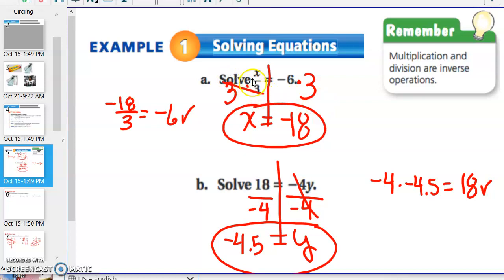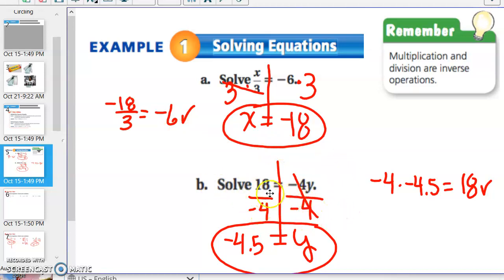Well, then that cancels because dividing by 3 and then multiplying by 3 undoes each other, and that leaves me with x. Well, -6 times 3 has different signs, so that would be -18, and then I can check. -18 divided by 3, yep, that equals -6, so -18 is the solution.